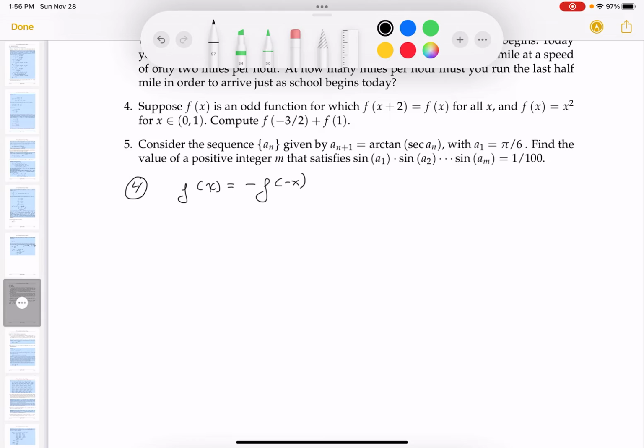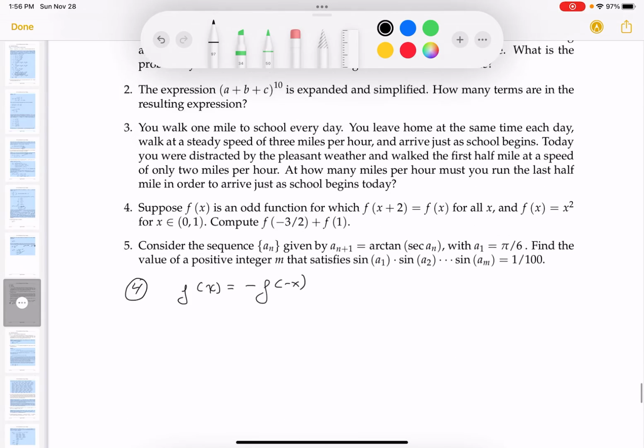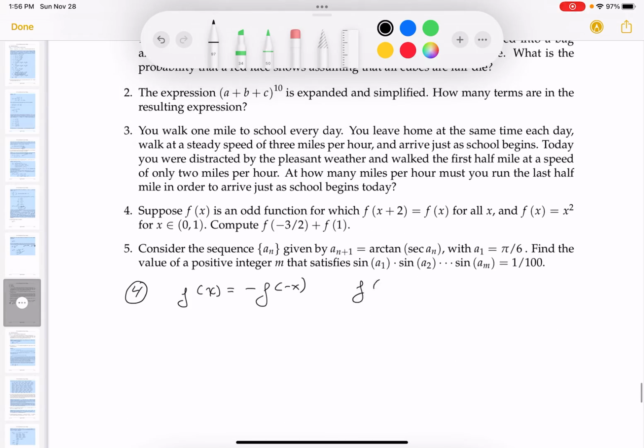They also go on to say that f of x plus 2 is equal to f of x. What does that mean? It's a periodic function. Got a period of 2. Every 2 units it's really the same kind of graph. They also go on to say that f of x is equal to x squared, provided the x is between 0 and 1. That does not include 1, by the way.